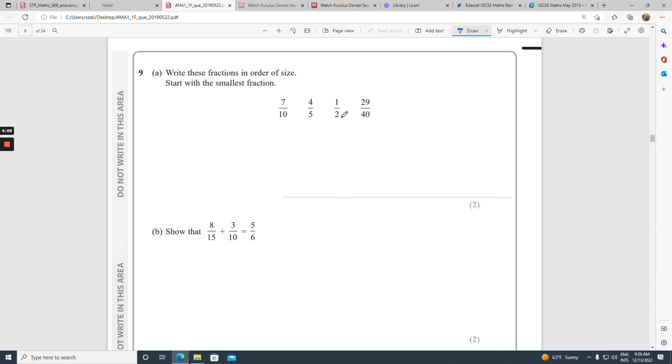Let's say the LCM, lowest common multiple, of 2, 5, 10 and 40, I think it will be 40. So we can convert all of them into 40. So how many 10s will give you 40? 10 times 4 is 40. So you will do the same thing with the numerator. 7 times 4 is 28. 5 times 8 is 40, so 4 times 8 is 32. 2 times 20 is 40, so 1 times 20 is 20. And 40 is already 40, so 29 will stay 29.